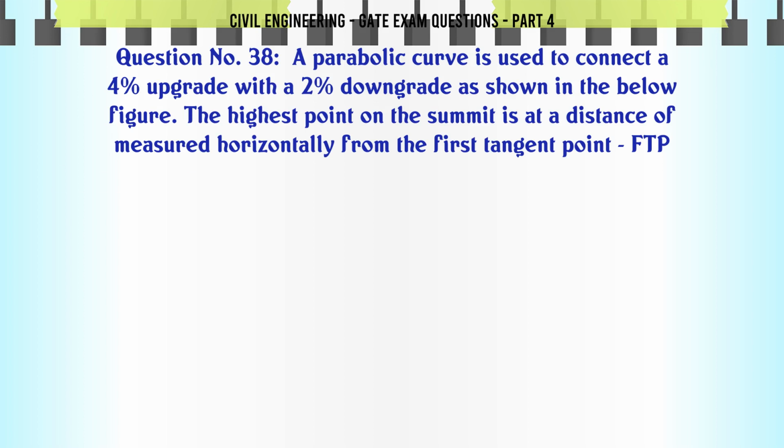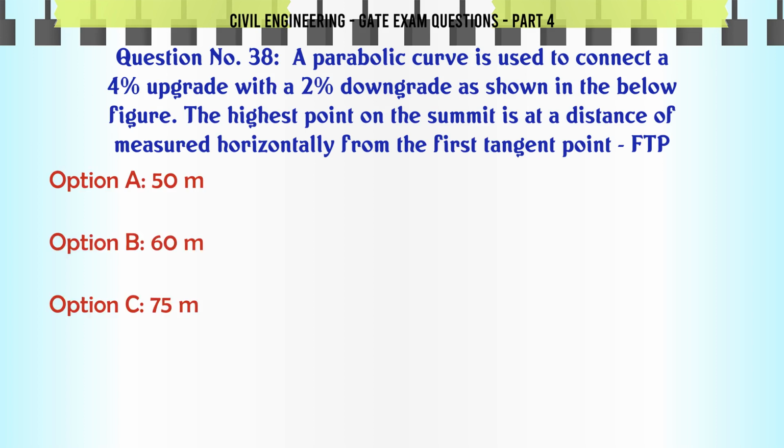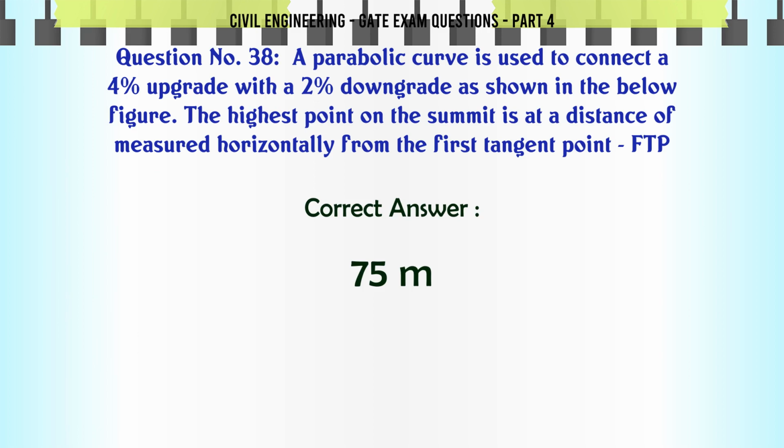A parabolic curve is used to connect a 4% upgrade with a 2% downgrade as shown in the below figure. The highest point on the summit is at a distance of blank measured horizontally from the first tangent point FTP. A. 50 m, B. 60 m, C. 75 m, D. 100 m. The correct answer is 75 m.